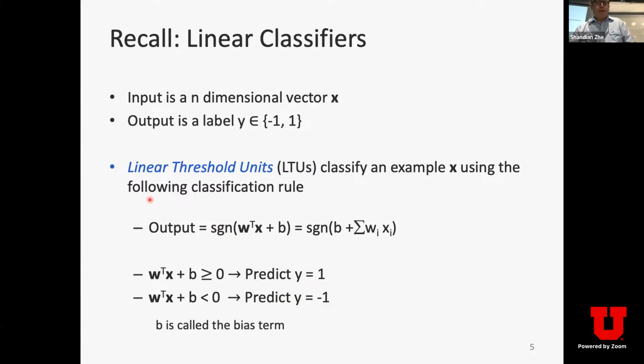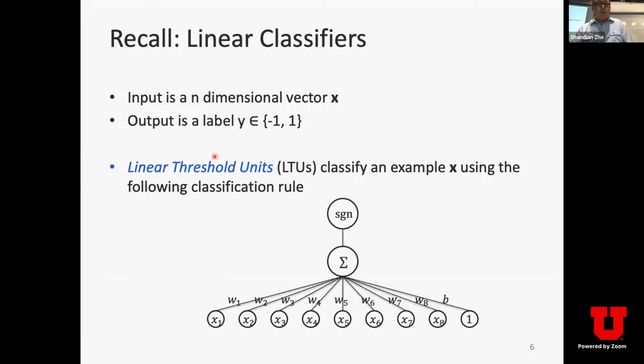And this structure is also called linear threshold units. This term comes from the neural network literature, because neural network people treat everything as a special neural network. That's why they call this linear threshold units. The good thing is that it gives a nice graphical representation of a linear classifier. First, we can represent each feature as a node. For example, if I have 8 features, I get 8 nodes. And I have a constant feature 1, to incorporate the bias parameter.